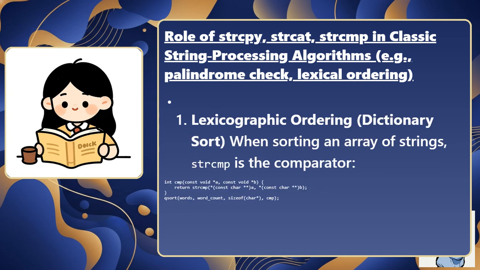When sorting an array of strings, strcmp is used as the comparator. The comparator function cmp receives 2 generic pointers, casts them to pointers to constant character pointers, dereferences them, and returns the result of strcmp. The qsort routine then uses this comparator to arrange the words in alphabetical order based on the sign of the return value.